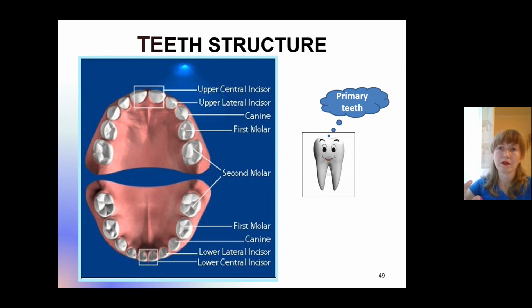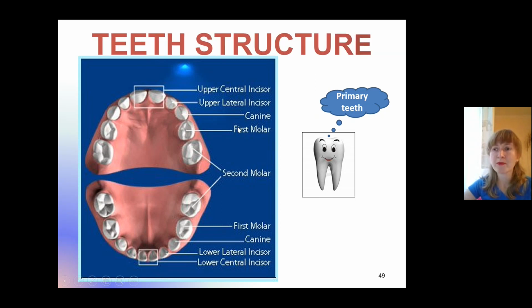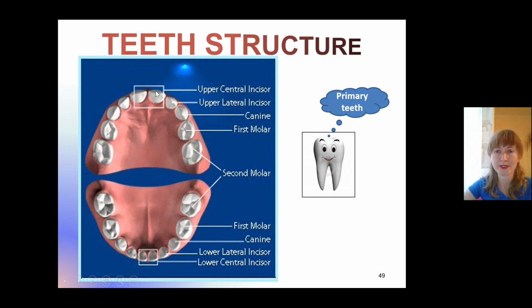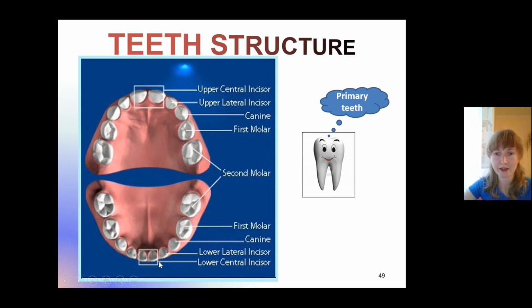So the next chapter that we are discussing, it is structure of teeth. We have primary teeth and we have permanent teeth. Primary teeth have such group of teeth. Upper central incisor, upper lateral incisor, canine, first molar, second molar. Lower central incisor, lower lateral incisor, canine, first molar, second molar.